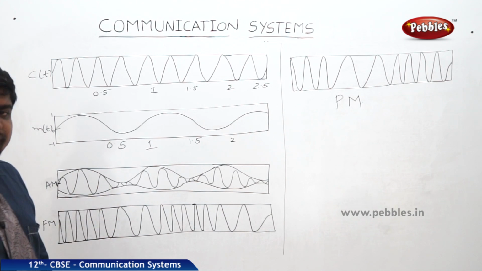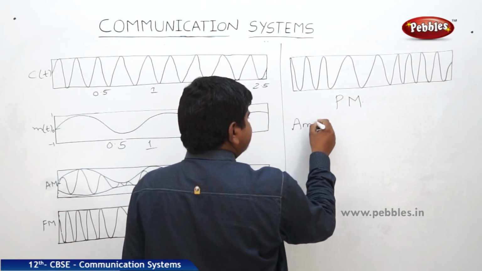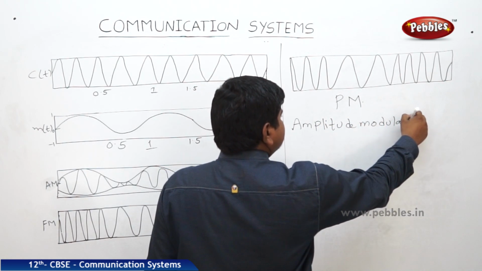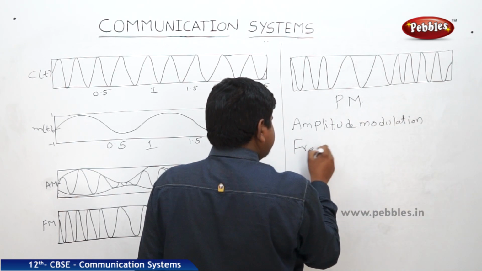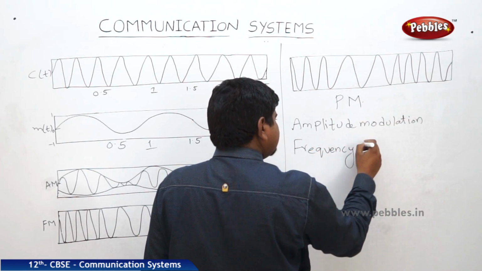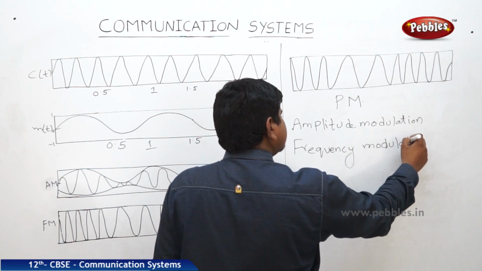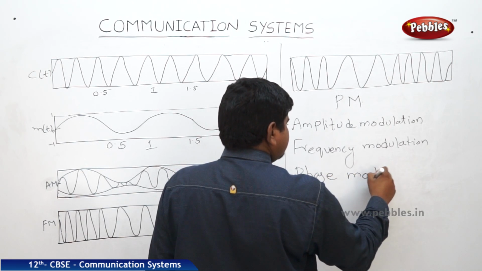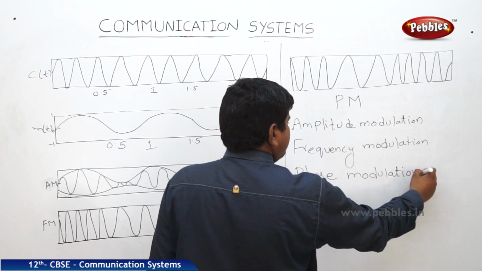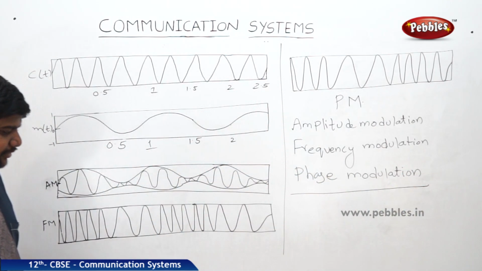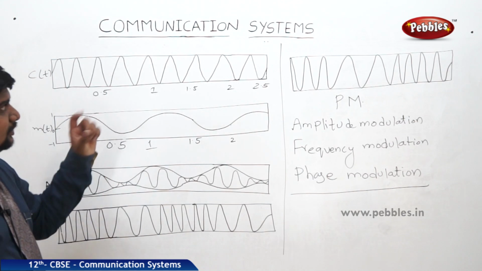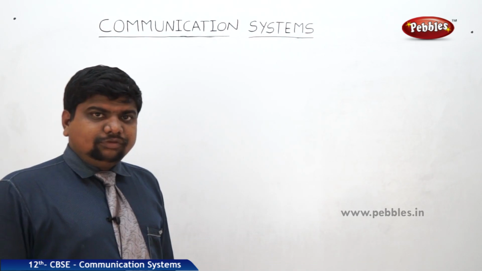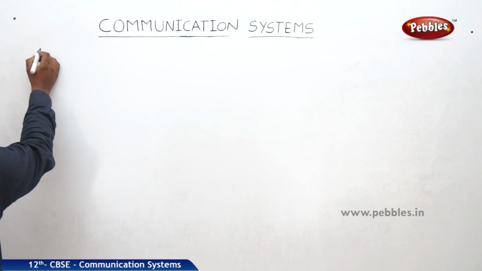These are all the different types of modulations: amplitude modulation, frequency modulation, next one, phase modulation. So this is the information about the wave analysis of the modulated waves. Now we will see the amplitude modulation with the help of equation.